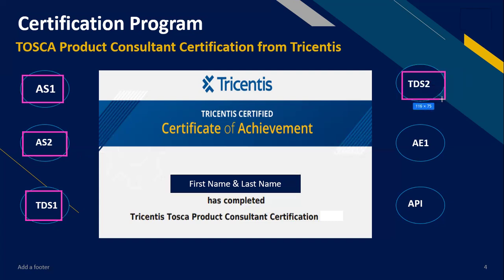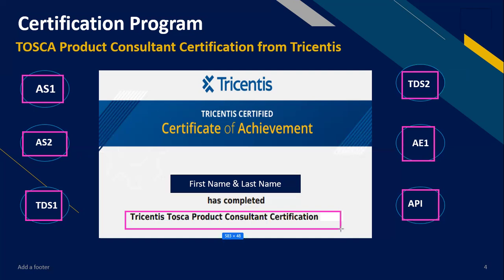Once we have done all these 6 certifications, at the 7th level you will get a final certificate, that is the Tricentis Tosca Product Consultant certificate. This is the advanced certificate. This was paid as of now, but you need not pay anything, team, it is free of cost. So everyone can do these certifications also.